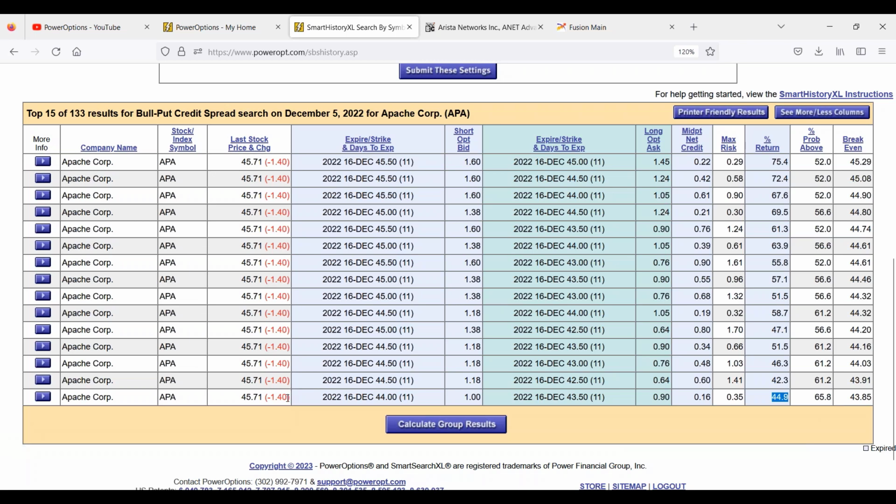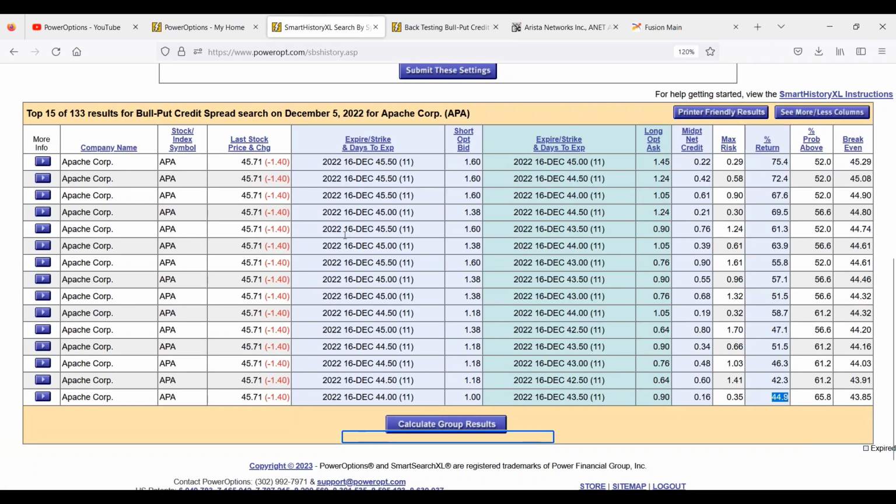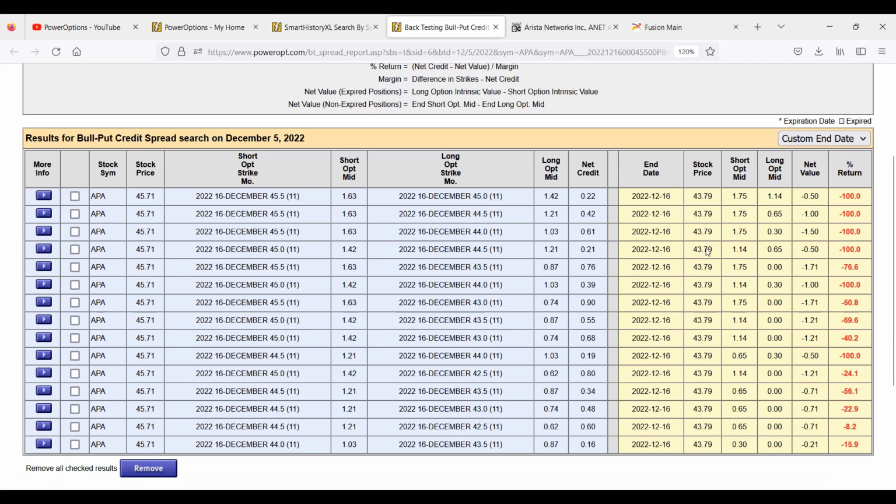But now that I have the results, I can say, okay, let me go ahead and calculate the group results. What the calculate group results feature is going to do is show me how each one of these spreads ended at expiration. And of course, they're all at 100% loss. Apache was at 45.71. We were close to at the money, and the stock fell to 43.79.